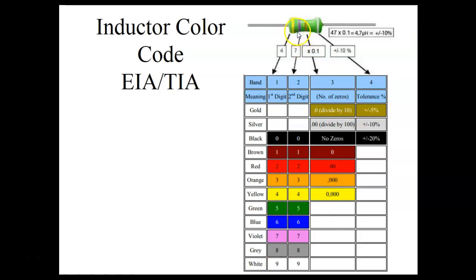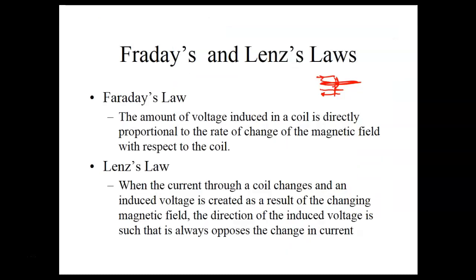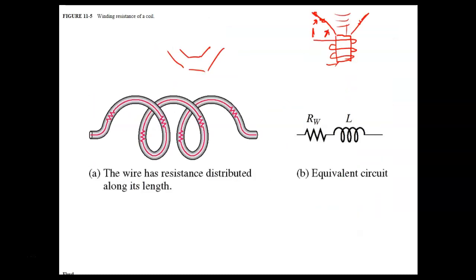So that would be a 4, that would be a 7. And then we've got to figure out what we do with that. Well, if we've got a gold, we're going to divide it by 10, and it's going to be in micro. By the way, these guys are rated in units called henries.